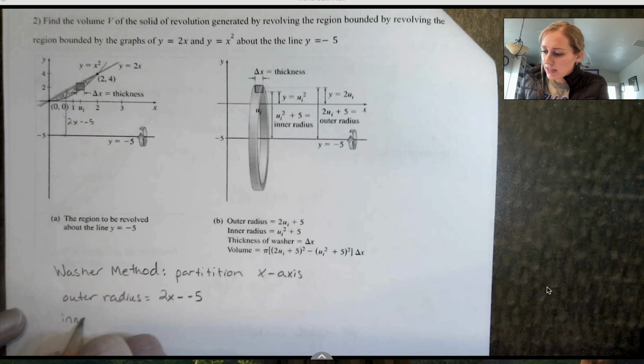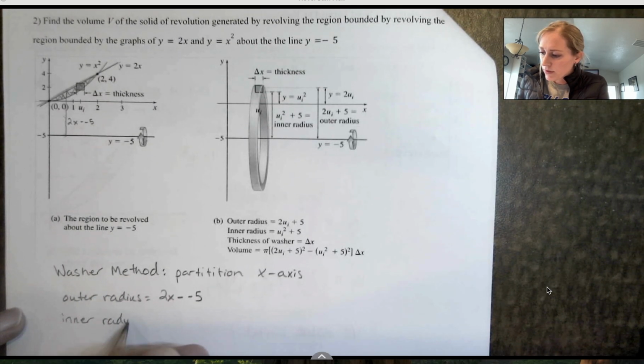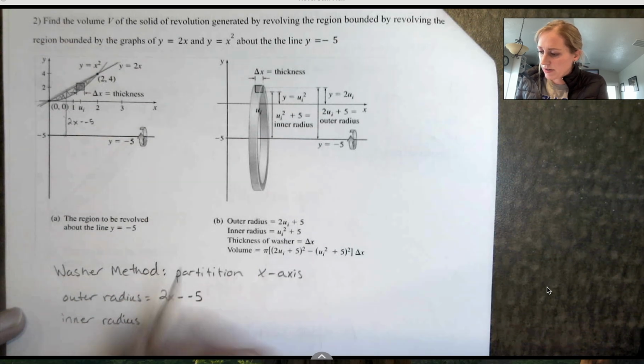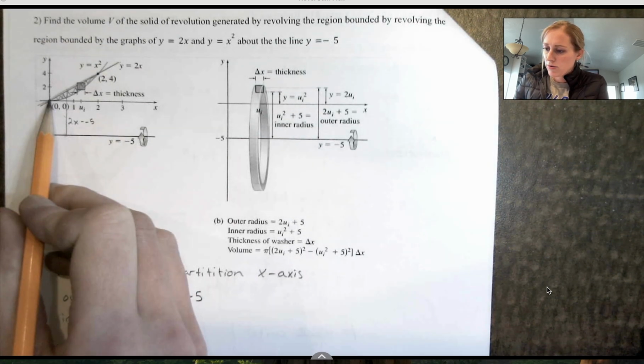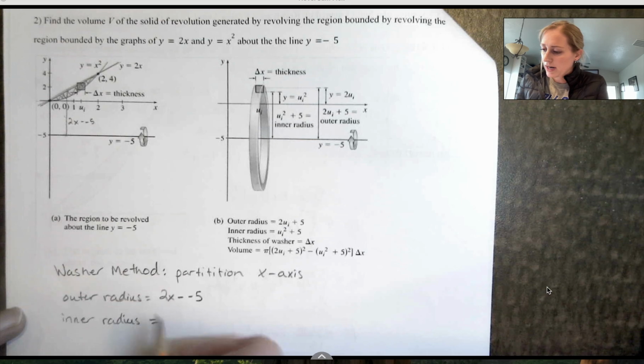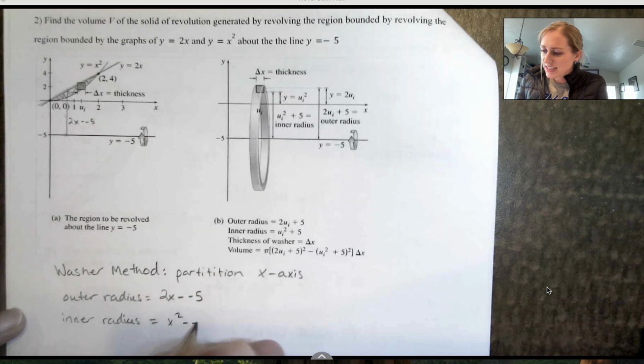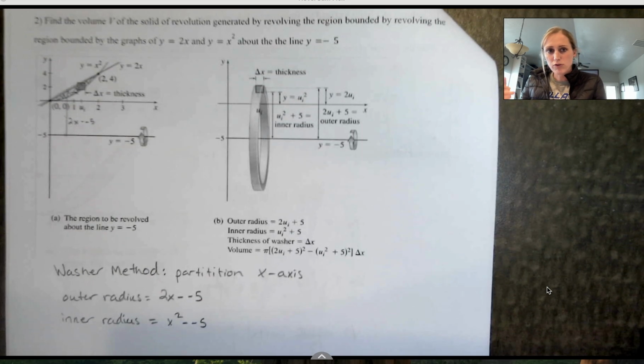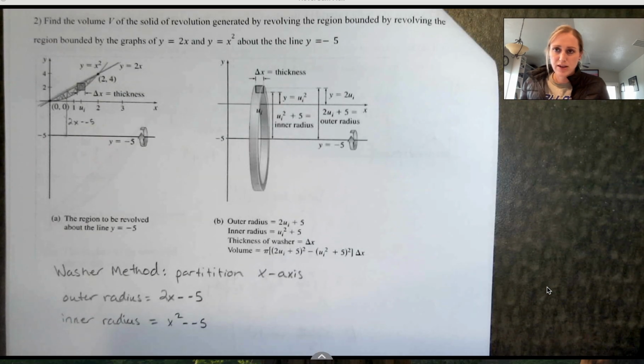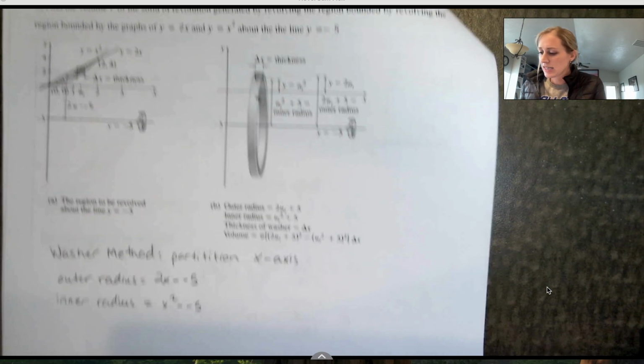Similarly, the inner radius is the other function, which is this curve right here, x squared, and again, minus -5, because we need that full radius, and that distance away gives us the radius of those discs, okay? All right, and then washer gives me the outer squared minus the inner squared.